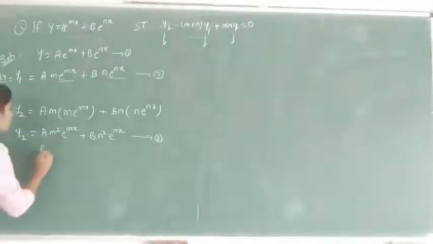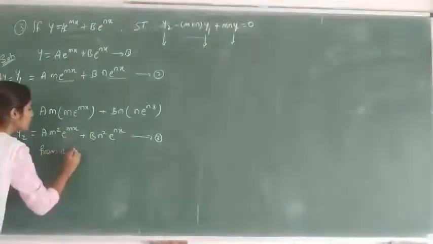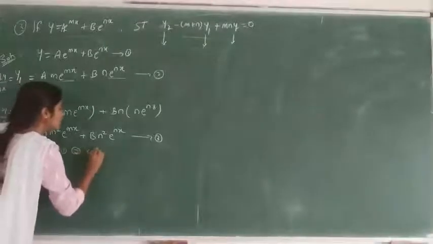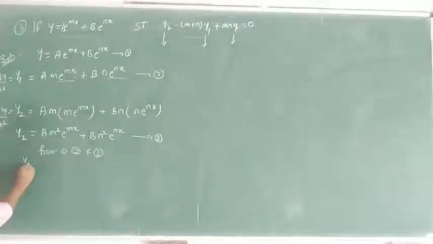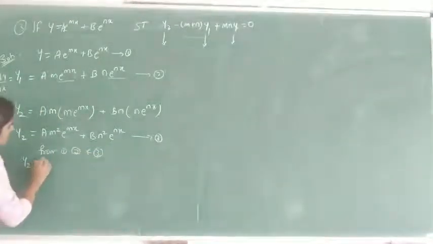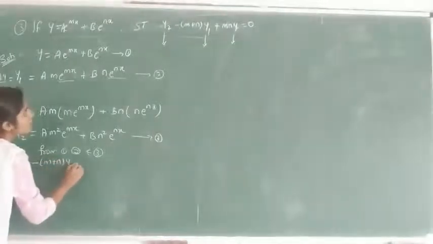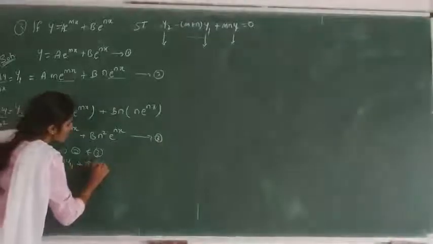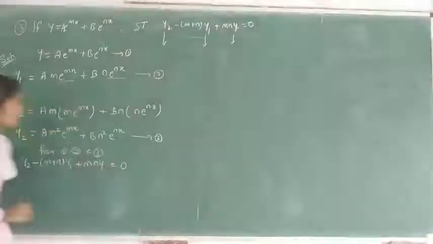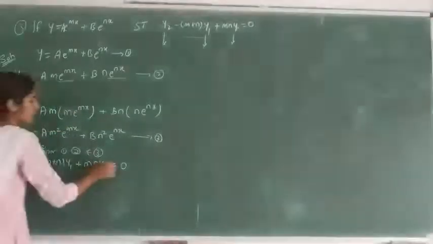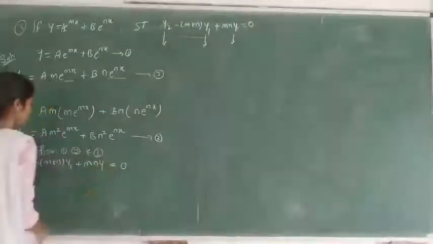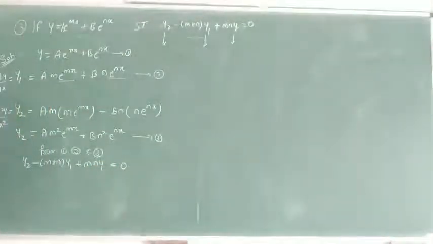So from 1, 2 and 3, y2 minus (m plus n) into y1 plus mn into y is equal to 0. I have to get that. So I should get 0. Let's see what the answer will be.